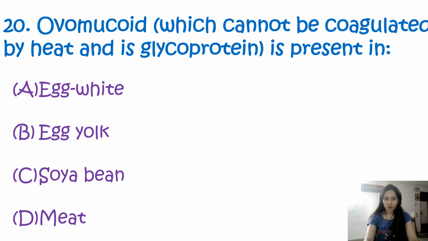Question number 20. Ovomucoid, which cannot be coagulated by heat and is a glycoprotein, is present in: egg white, egg yolk, soybean or meat. Correct option is A, that is egg white. Ovomucoid is one of the major proteins found in egg white, along with ovalbumin and ovotransferrin. It serves as a protective agent for the developing embryo, providing stability and protection against pathogens. So correct option is A, egg white.